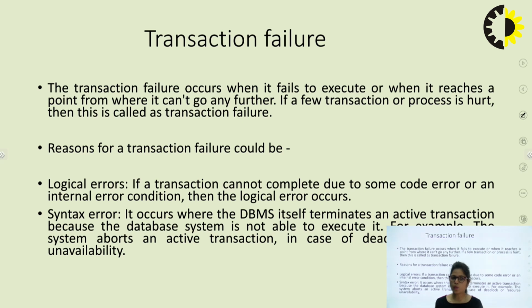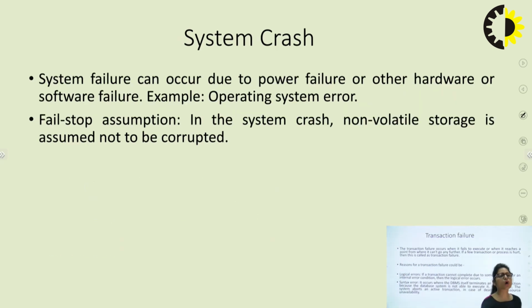T1 requires data item B, T2 requires data item C, and T3 requires data item A. Because of this, no transaction is ready to release its data item, but each also wants to acquire the next data item. This whole condition is called deadlock or resource unavailability, when the resource is not available for a transaction to capture or to lock.